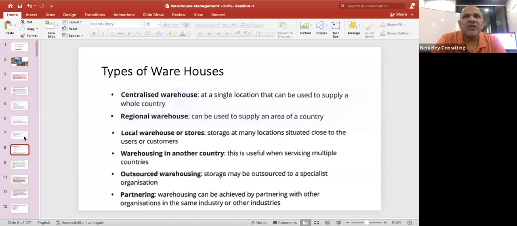So now somebody is going to manage your storage. These are outsourced, so you are not managing your storage. You are not dealing with it; somebody else will do it. So they are going to pay for it. At the same time, it is partnering, so you are going to deal with the partnering industry.